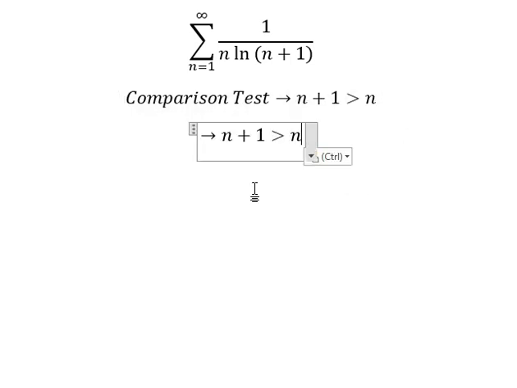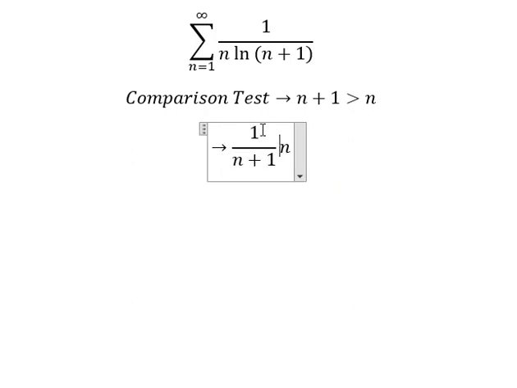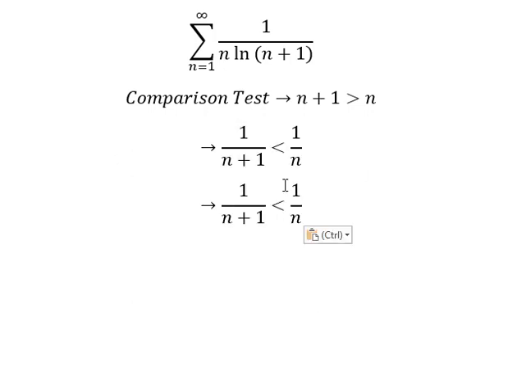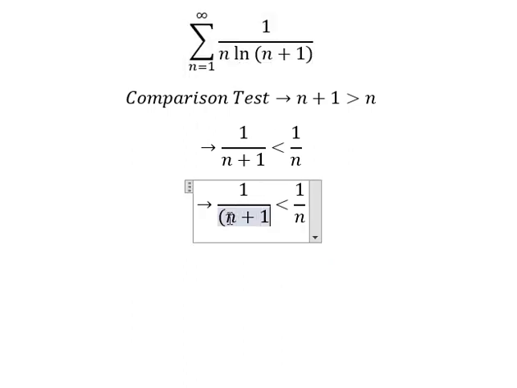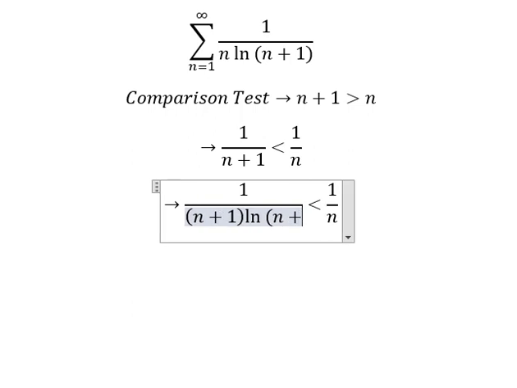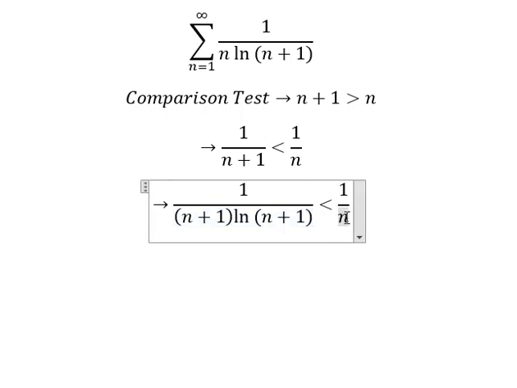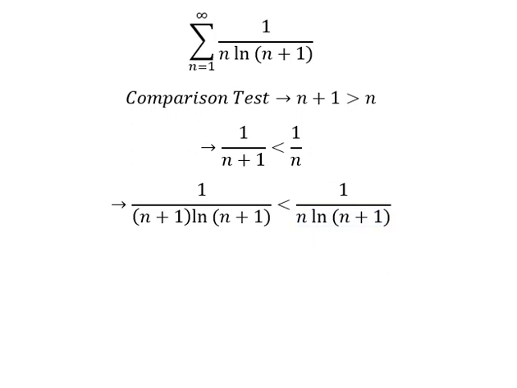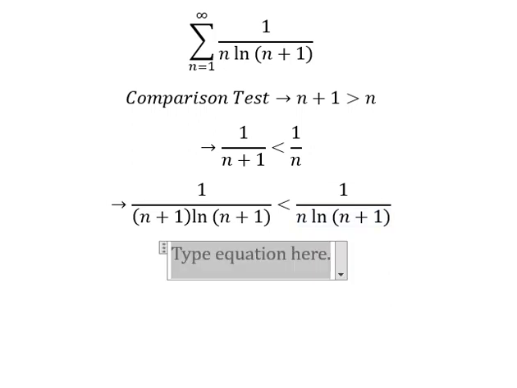So if we put this into the fraction, they will go this way. Now we multiply ln of n plus 1 on both sides. And then we can put the summation.